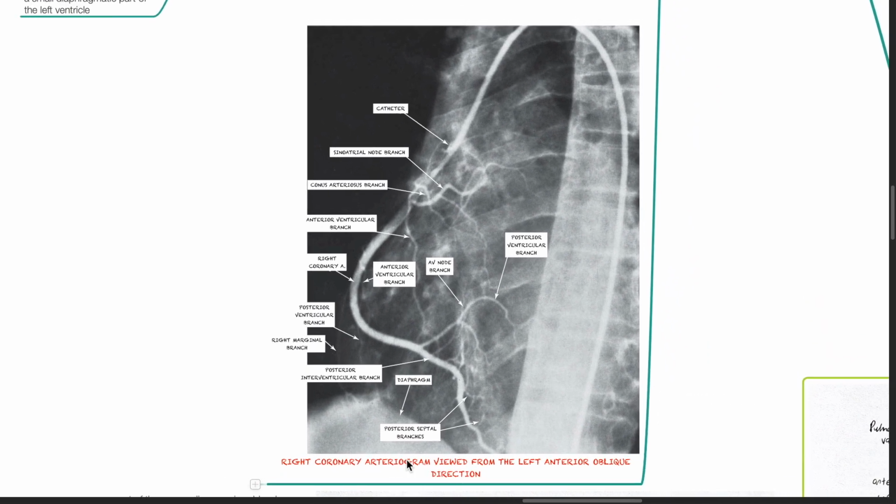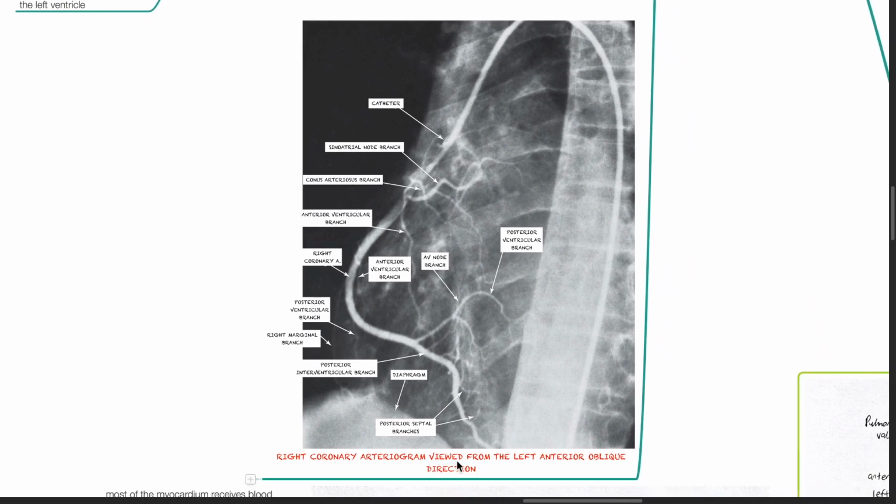This is a right coronary arteriogram viewed from the left anterior oblique direction. Structures shown include the catheter, sinoatrial node branch, conus arteriosus branch, anterior ventricular branch, right coronary artery, anterior ventricular branch, the AV node branch and the posterior ventricular branch, the right marginal branch, the posterior interventricular branch, the posterior septal branches, and the diaphragm.